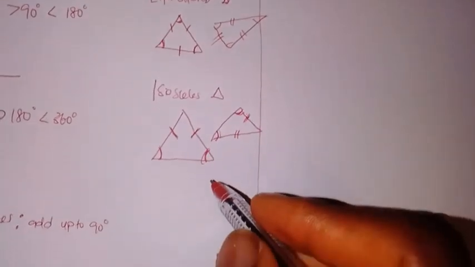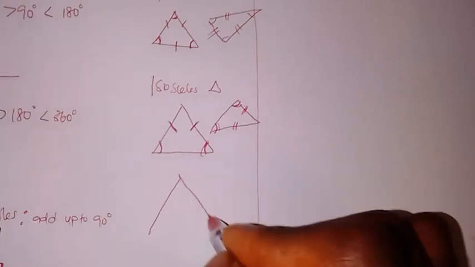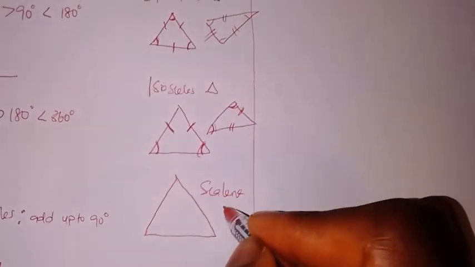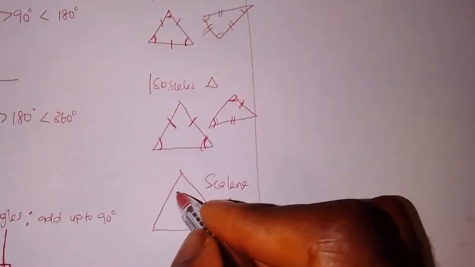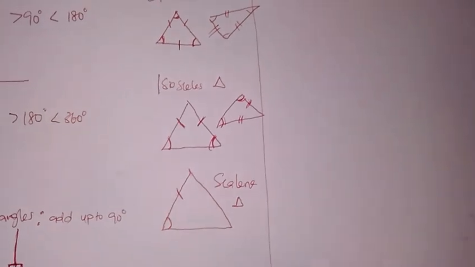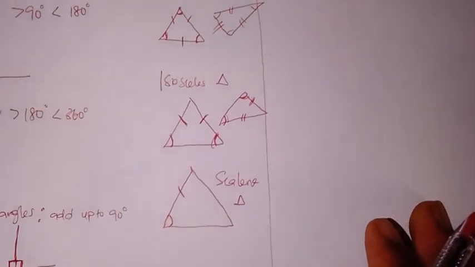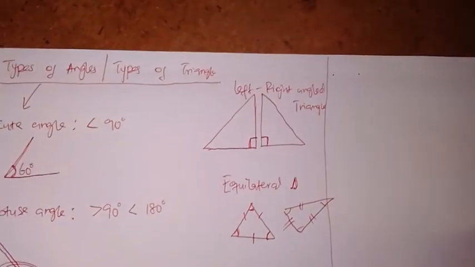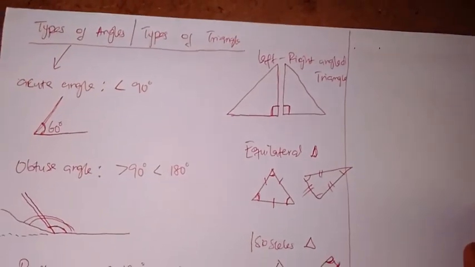This side, this angle, this side, this angle. Then finally, we have our scalene triangle, which means just one side and one angle. Okay, one side and one angle. So those are the types of triangles and types of angles that we have. You ought to know them.